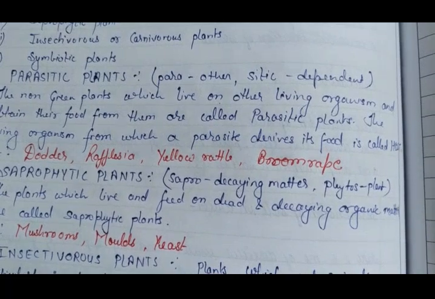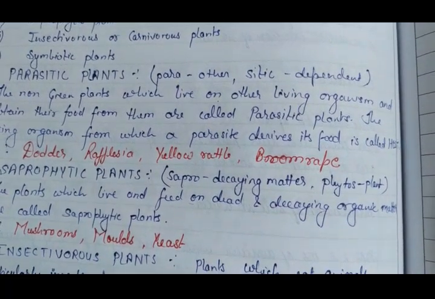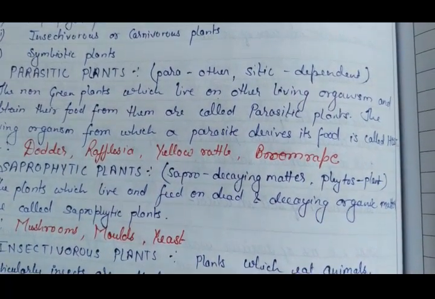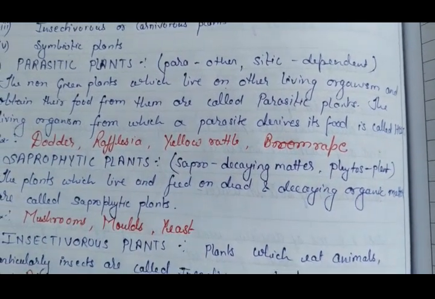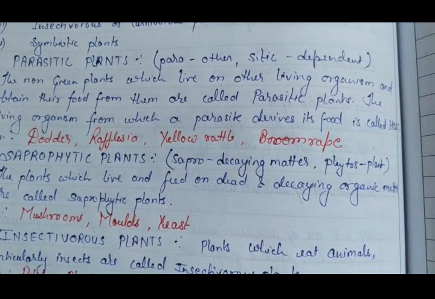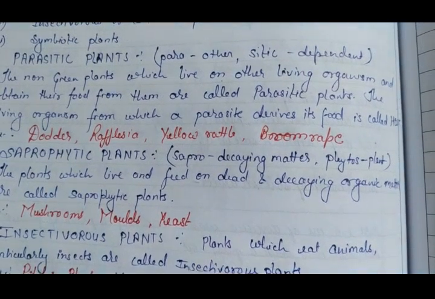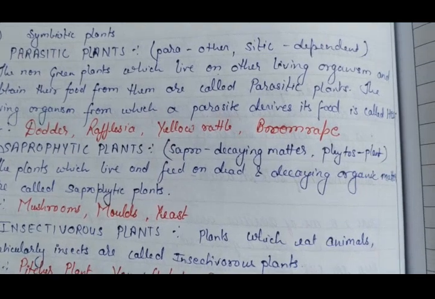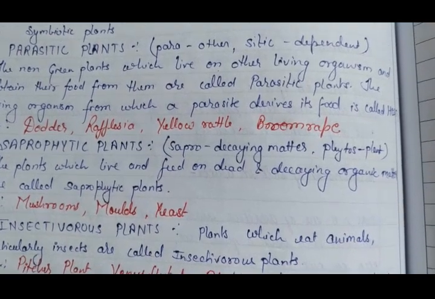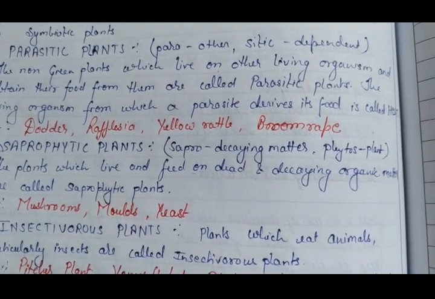Now coming to the next topic, saprophytic plants. You know, sapro means dead or decaying matter, and phyto means plants. So these are the ones who prepare their food from dead and decaying matter. What I have written: the plants which live and feed on dead and decaying matter are called saprophytic plants. Some examples I have written: mushrooms, moulds, yeast.